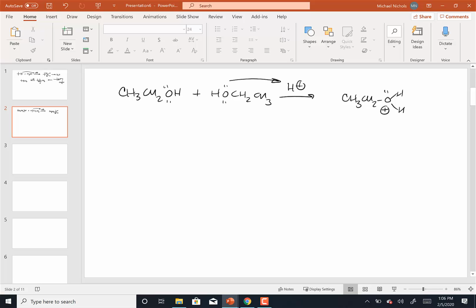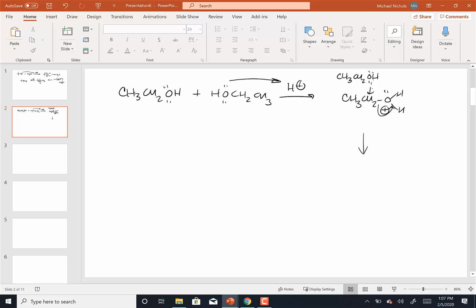Will the oxonium ion leave? Will the water leave? Not, and get any points for it, because you can't form a primary carbocation. So what happens next is that the other ethanol molecule comes in and attacks this carbon and then kicks the water off. So the other ethanol will come in and we will do what kind of mechanism?